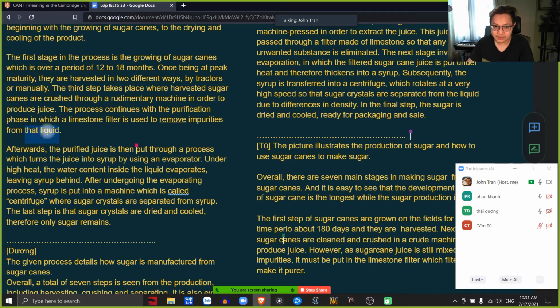Of course it's the juice. I'm trying to refer to the juice. So that liquid here stands for the juice.